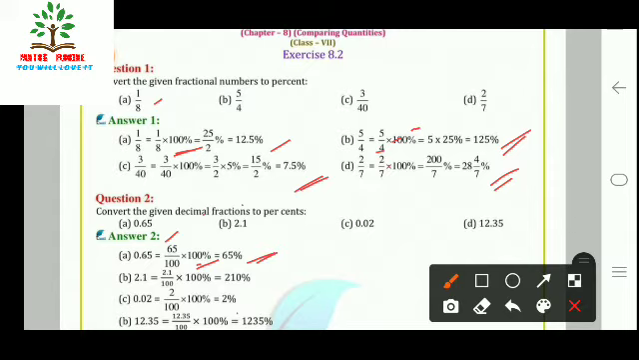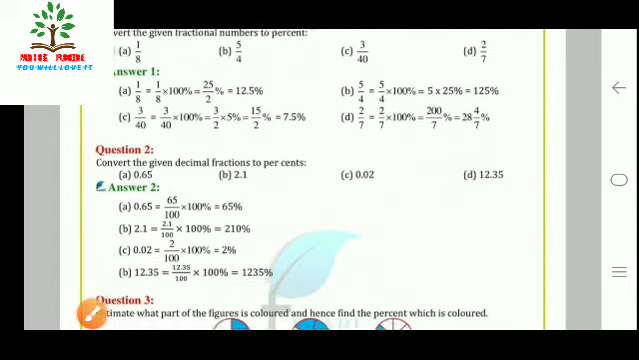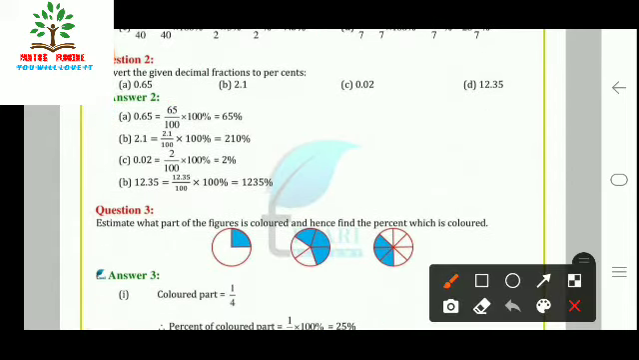Okay, then moving towards the next question. In the next part, what we have here is 0.65, this we have done now. 0.02 means 2/100, multiply by 100, putting the sign of percent, 2%. Then 12.35 means 12.35 upon 100 into 100. So we can see here easily the answer is 12.35%, because the decimal place will be removed.